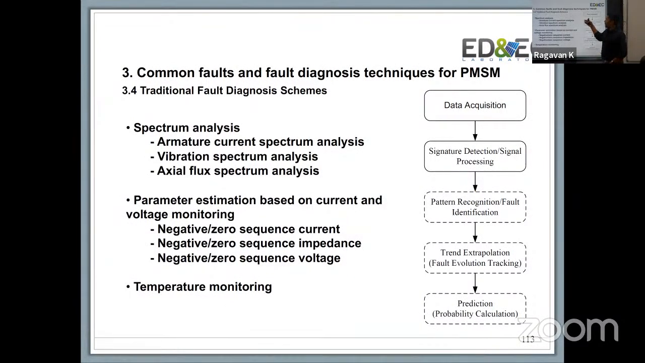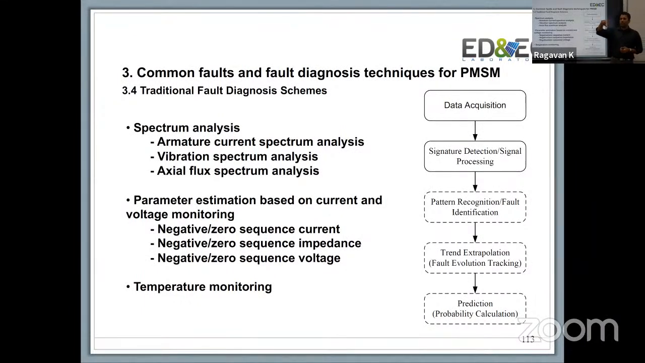So how do we go about this? If we are talking about the traditional fault tolerant fault diagnosis schemes, you can have a couple of broad buckets you can put everything in. The first one is spectrum analysis. Look at what harmonics your armature current puts out. You can look at the vibration spectrum. If you want to do vibration analysis, you have a few ways to do it.